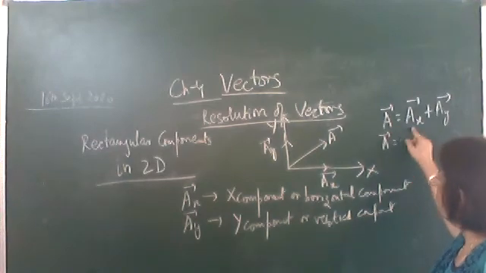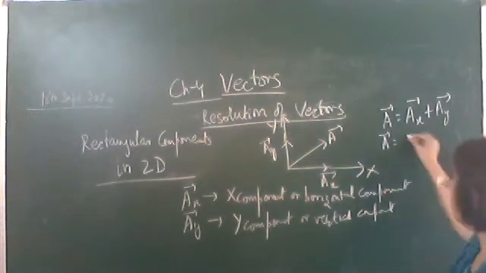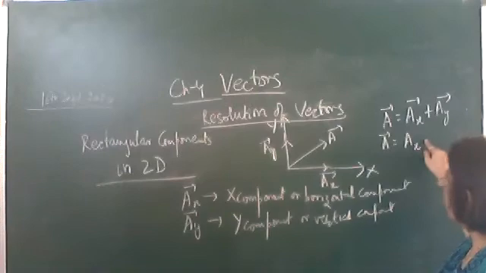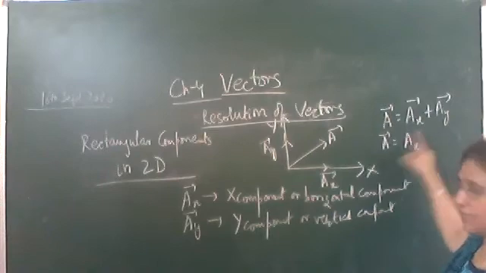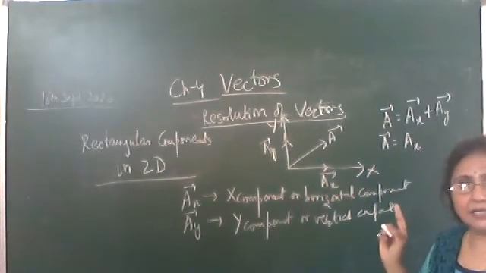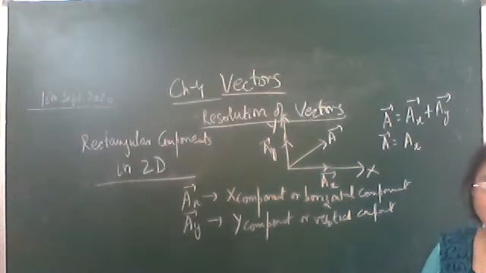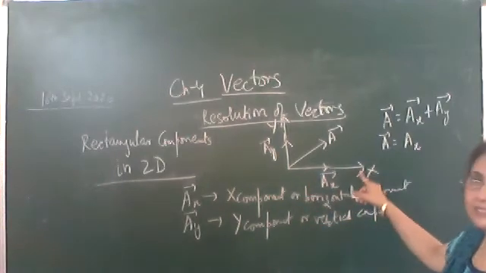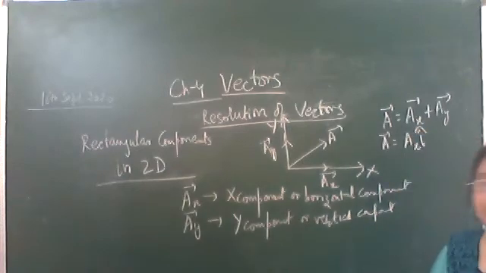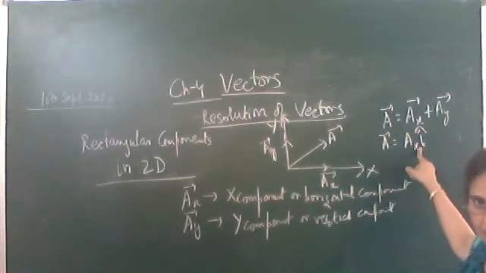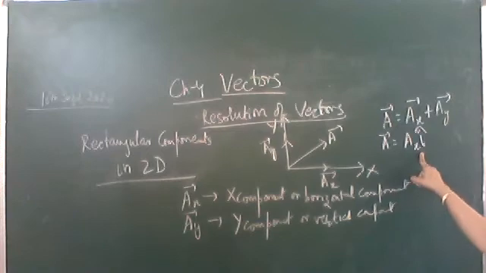How can it be written? If the magnitude of the Ax vector is Ax only, the magnitude is Ax. Now here we have to show only the direction of this Ax vector. The length of the line is Ax. The direction is shown by a unit vector, and the unit vector along the x-axis can be written as i cap. So this Ax vector can be written as magnitude into direction. Magnitude is Ax, and the direction along the x-axis is the unit vector i cap.